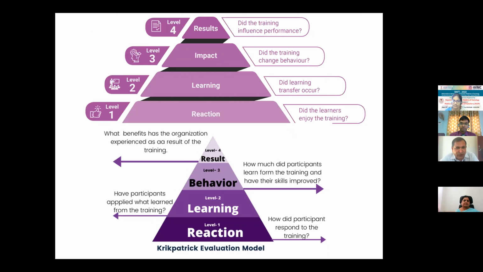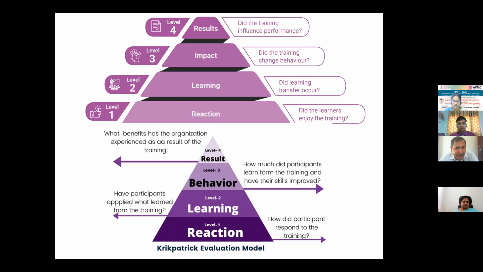Okay, so level 1: did the learners enjoy the training? When you are giving some training, whether the learners are enjoying the learning process. Level 2: did learning transfer occur? Whether whatever you have given, the transfer has occurred or not. In the impact, or level 3: did the training change behavior? Whether there are any behavioral changes by giving the training. Did the training influence performance? So these are the different levels of evaluation.